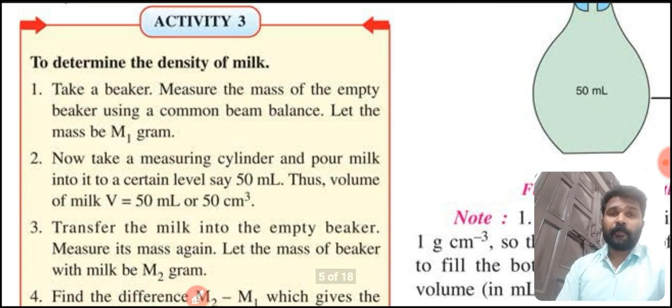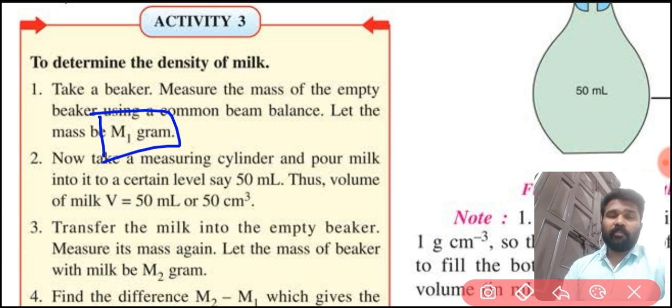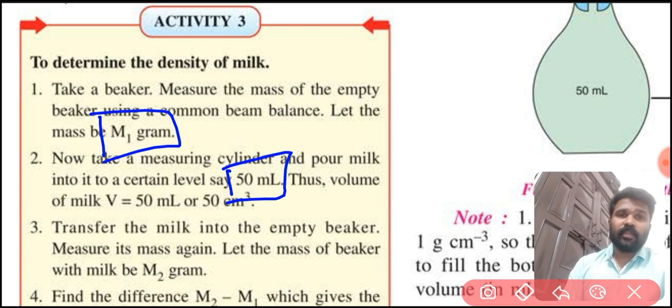Activity 3. Take a beaker, measure the mass of the empty beaker using a common beam balance. Let the mass be m1 gram. Then now take the measuring cylinder and pour the milk into it, up to a certain level, say 50 ml. 50 ml milk you have to pour in it.